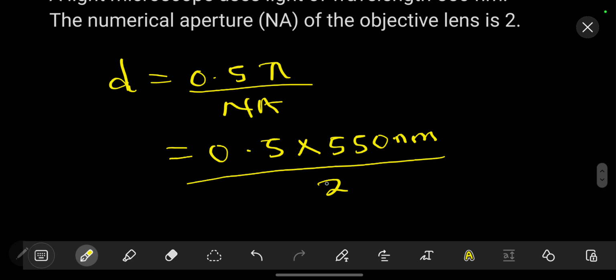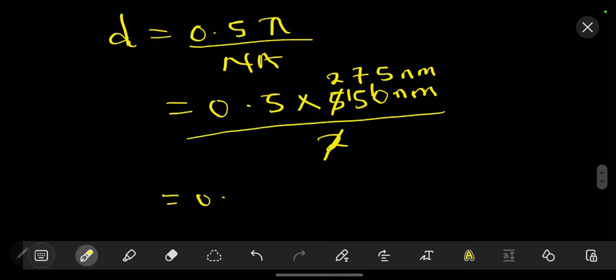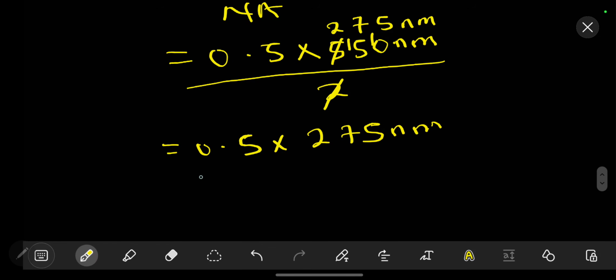Then we divide this by 2. 2 into 5 is 2, remainder 1. 15 divided by 2 gives us 7, remainder 1. 10 divided by 2 gives us 5 nanometers. So what we are remaining with is 0.5 times 275 nanometers. 0.5 is the same as 1 over 2 times 275 nanometers.